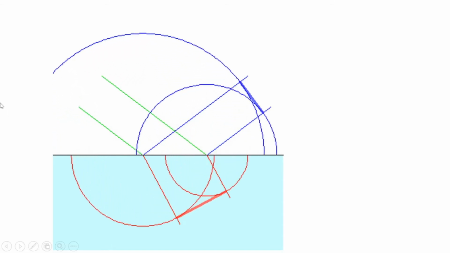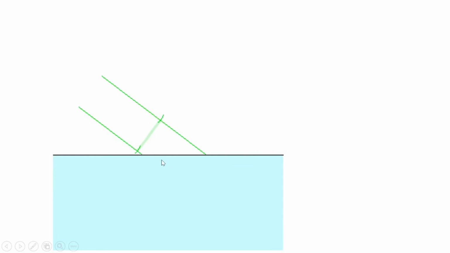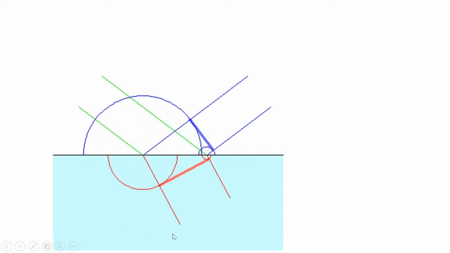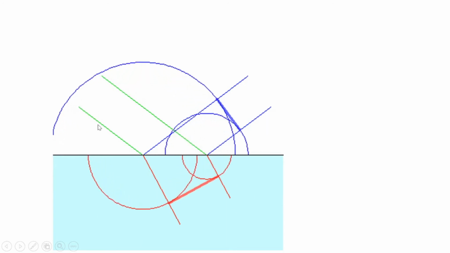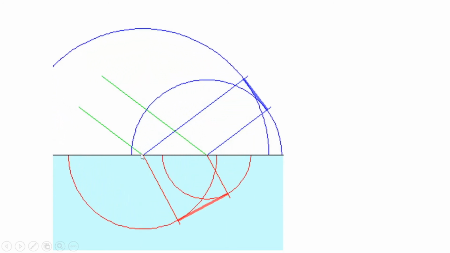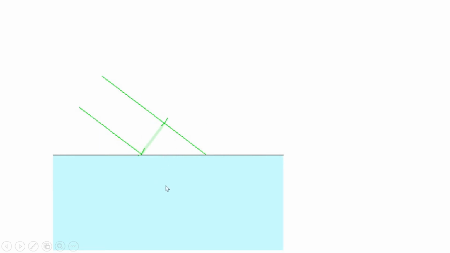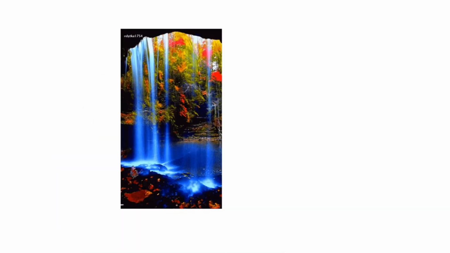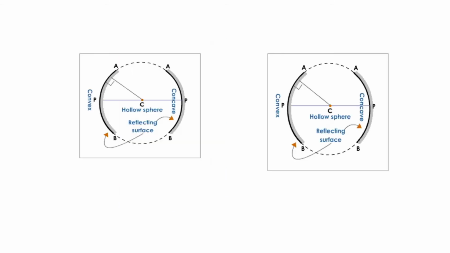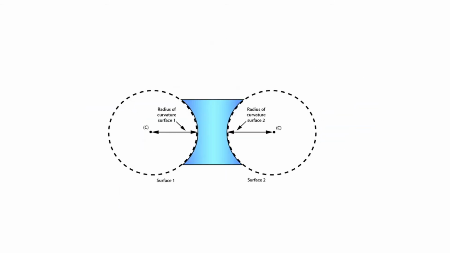This is the plane surface, and here we see the angle of incidence and the angle of reflection, wherever the ray may be. Here also. So what are the terms used?